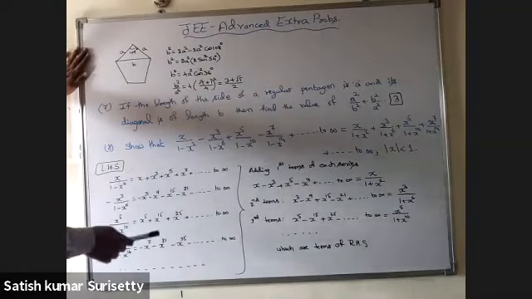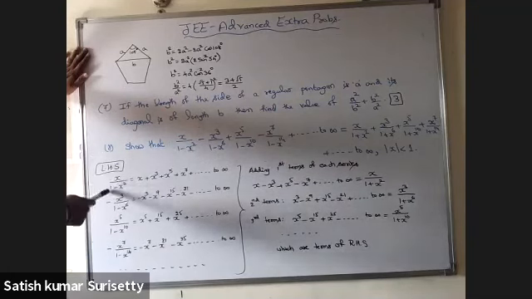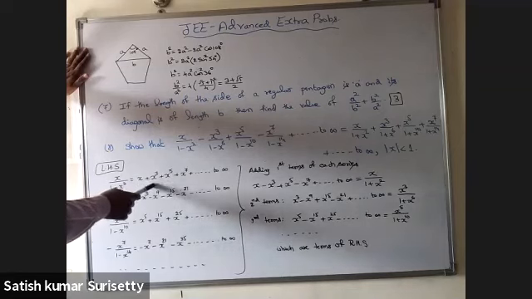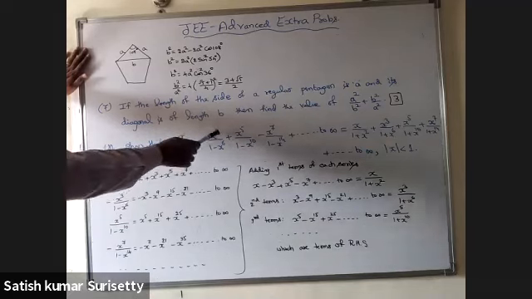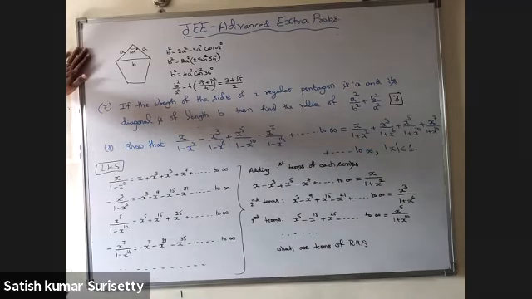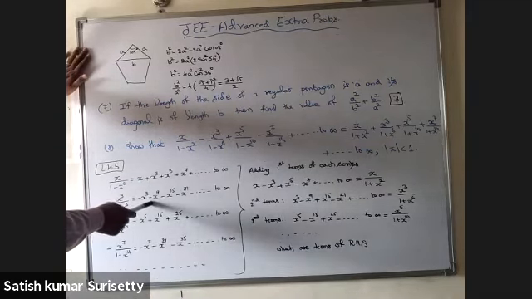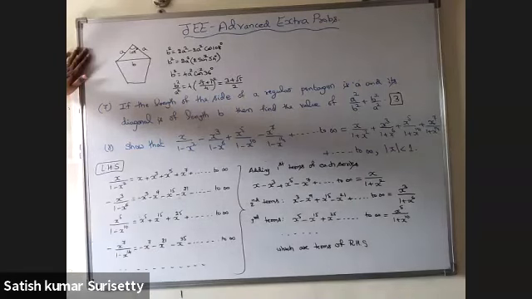The eighth problem, x upon 1 minus x square, you can write as an infinite GP with the first term x and common ratio x square. So x plus x cube plus x power 5 plus x power 7 and so on. Second term, minus x cube upon 1 minus x power 6, you can write as minus x cube minus x power 9 minus x power 15 and so on.